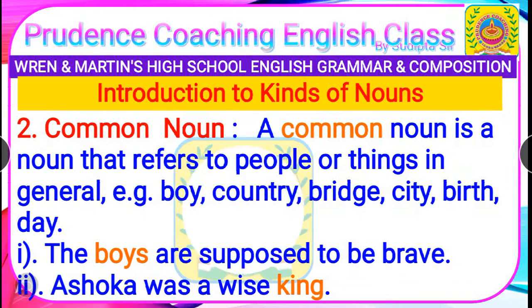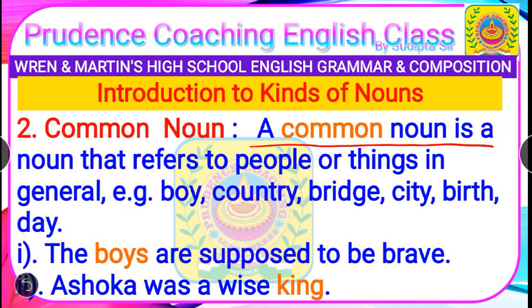Next there is common noun. A common noun is a noun that refers to people or things in general. That means we are not specifying, but we are naming in a general case, such as boy, country, birds, city, birthday, and so on. So students, when we say boy, we are not specifying any particular boy, but we are saying any boy.